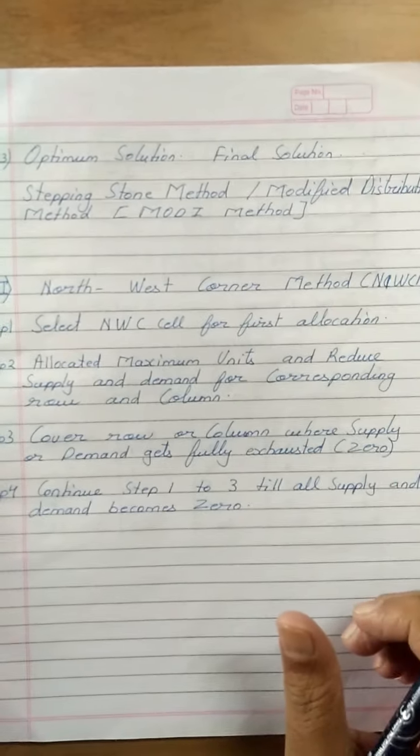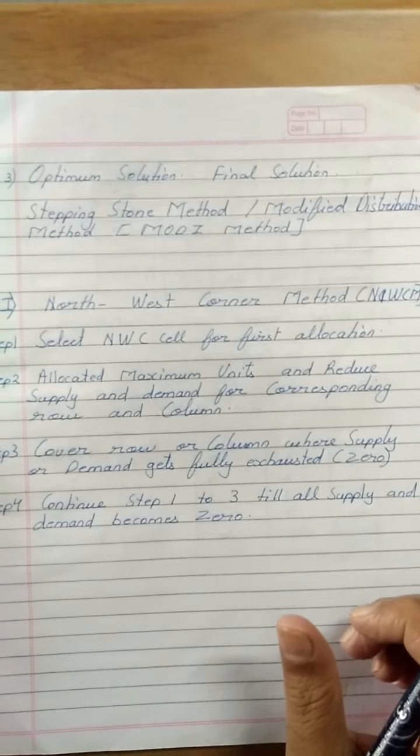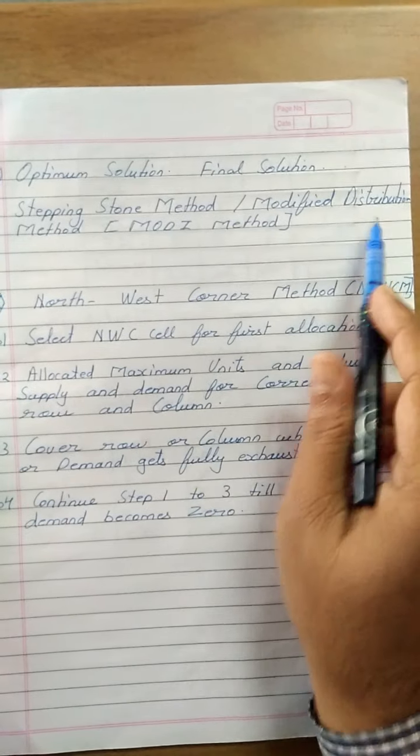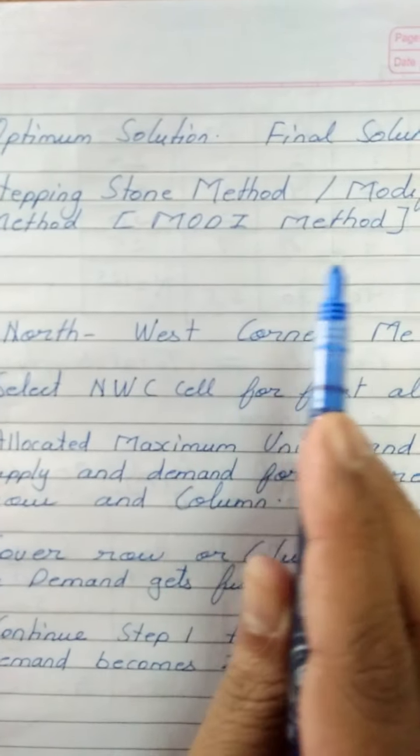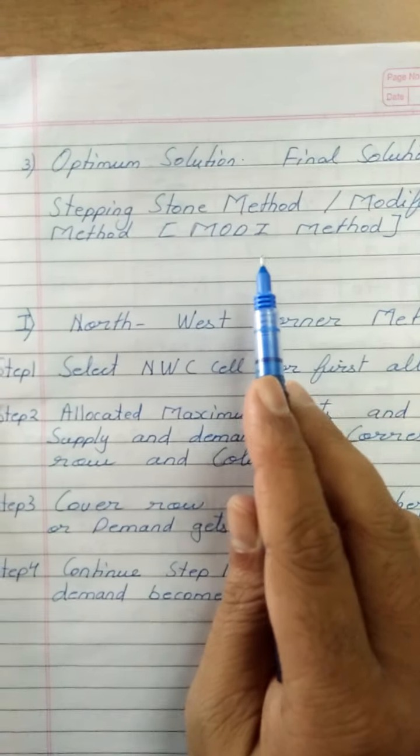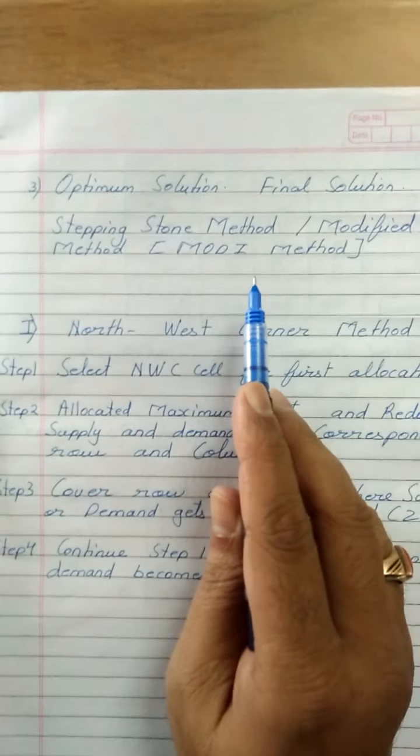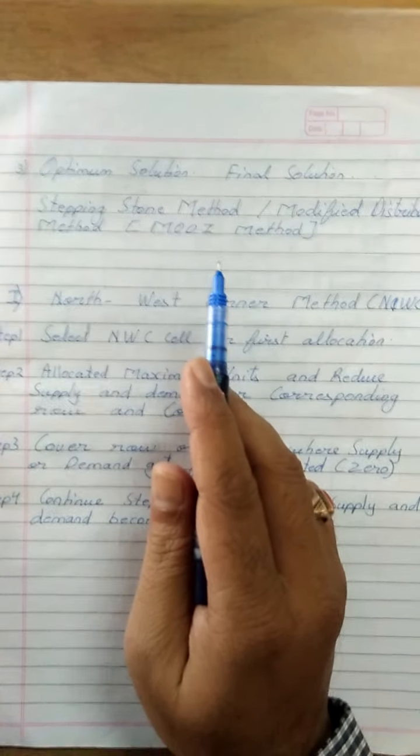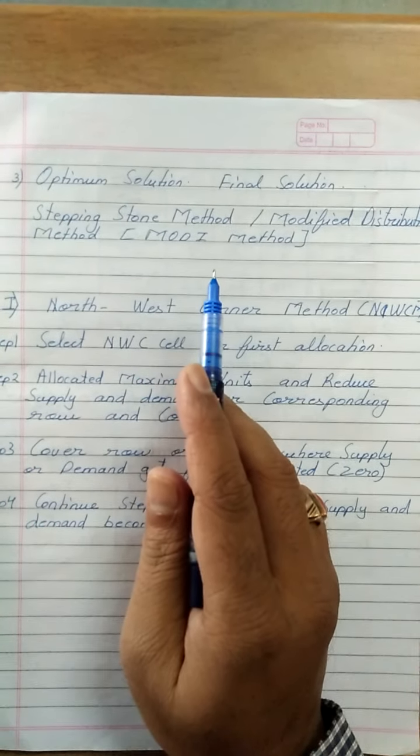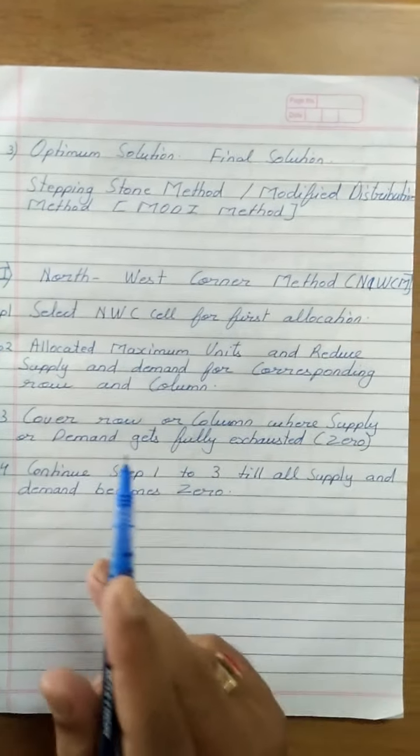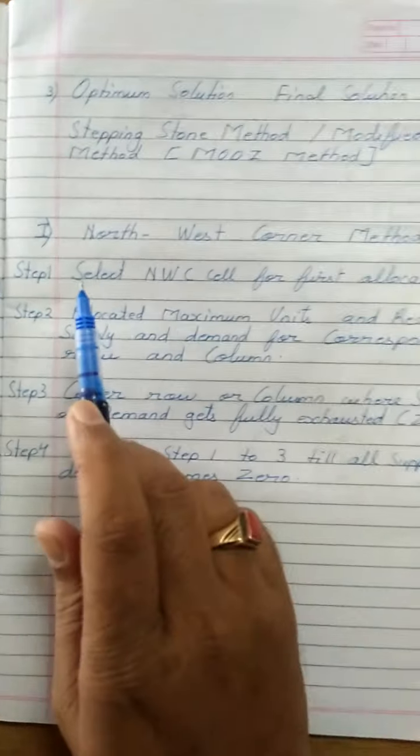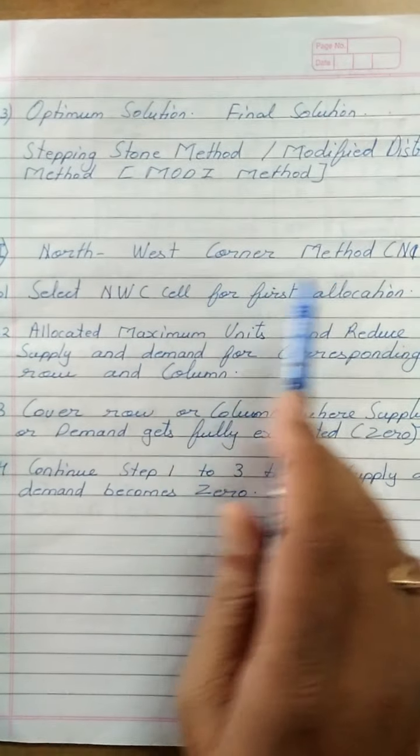Now to find the optimal solution, the method used is called the stepping stone method or modified distribution method. In short, it is called the MODI method. Only this method gives you the optimum solution. So now we will study first how to find the initial feasible solution. The first method is called the northwest corner method.